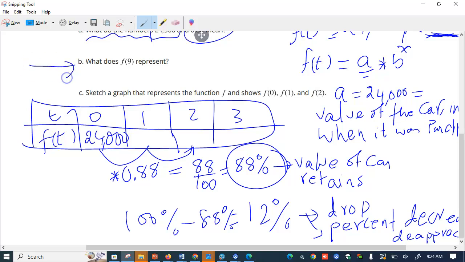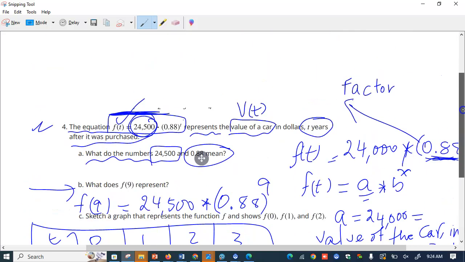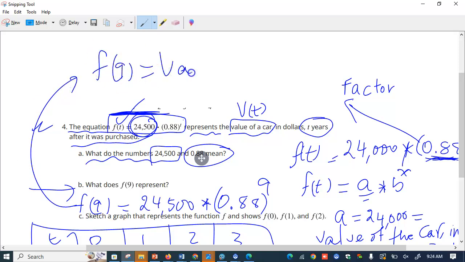The next question is asking what f of 9 means. If you see from the equation, f of 9 means that in the 24,000 that you have, you multiply by 0.88 raised to the power 9. That means after 9 years, the value. So f of 9 represents the value of the car, I'm writing with my finger.